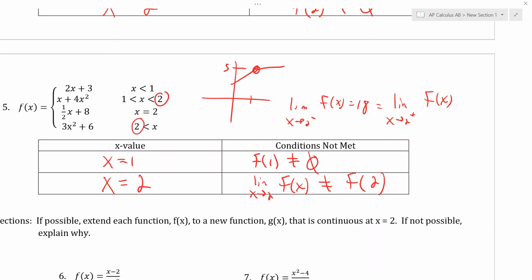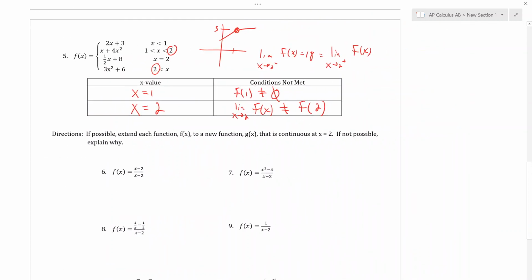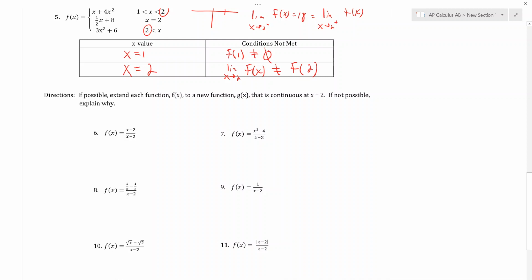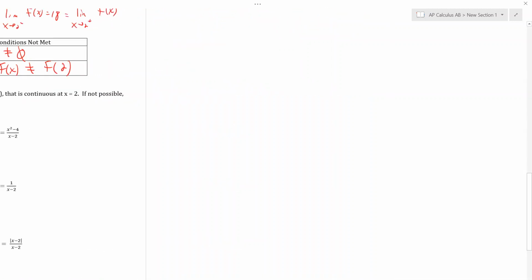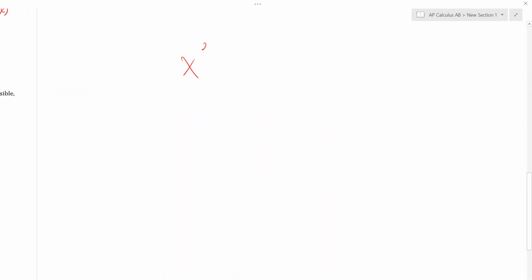So for homework, here's what I'm going to ask you to do. We're going to do a couple in class together here. When I say extend each function, I mean if you can add 1 point to this function to make it continuous, do it. Okay? An easy example of that was the multiple choice question we had the other day.